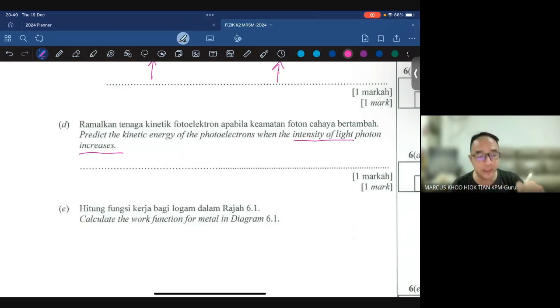So in this particular question, once again, the answer is unchanged because there is no relationship between intensity of light and kinetic energy. Please remember the relationship: intensity, number of electrons; light frequency or light wavelength or light energy, kinetic energy. Please make sure that you get the pairing correct.